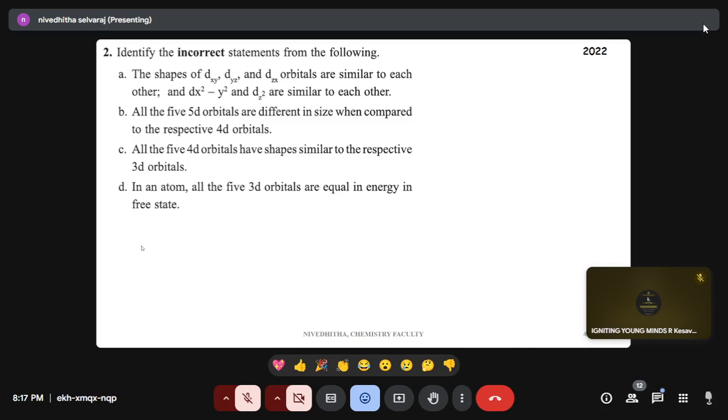So among the given statements, which is the incorrect one? Option 2, ma'am. Option? Option 3, ma'am. 3 is incorrect. Okay. Can you please justify your statement? 4D orbitals have different shape from 3D orbitals.